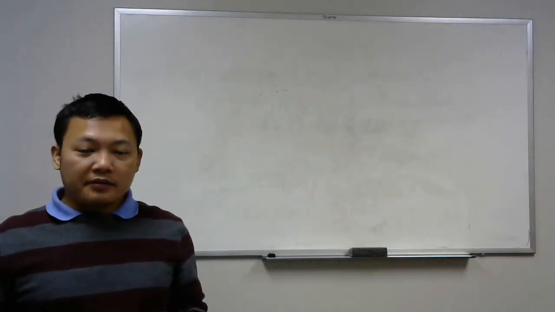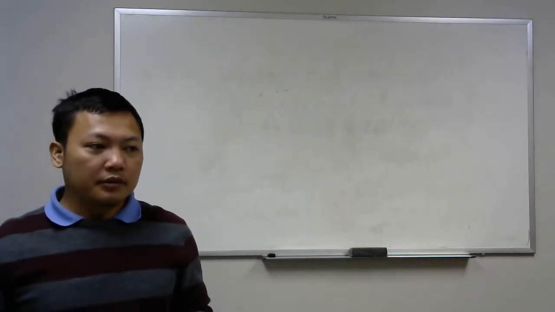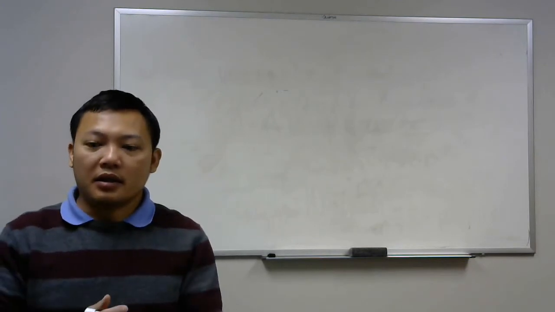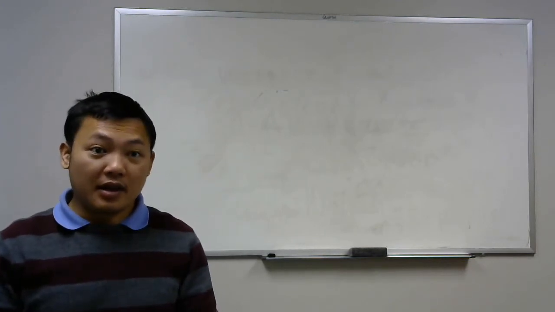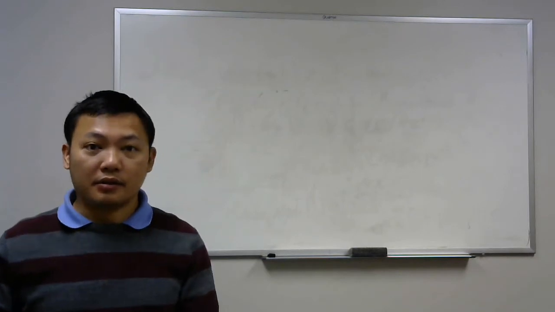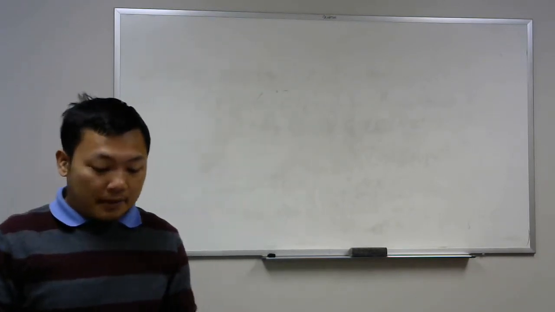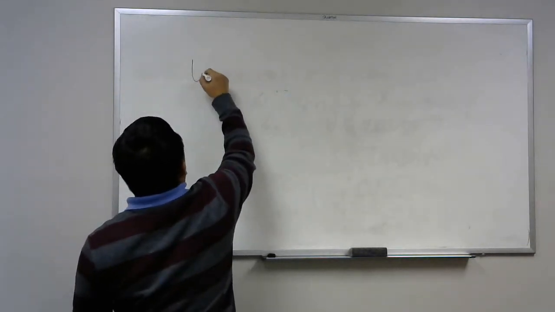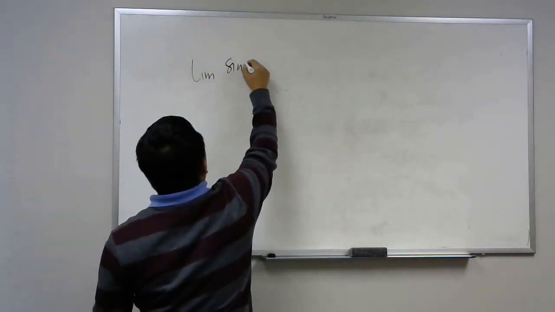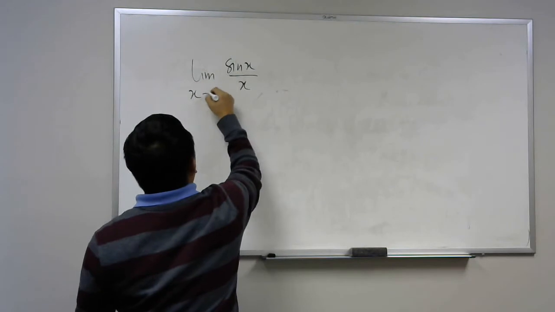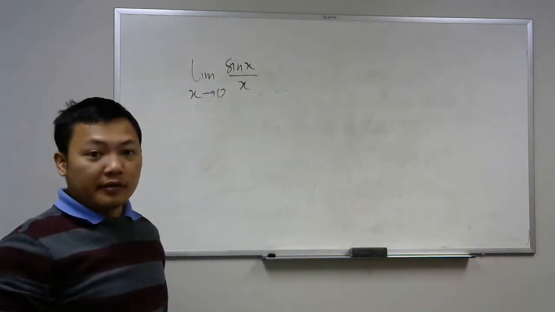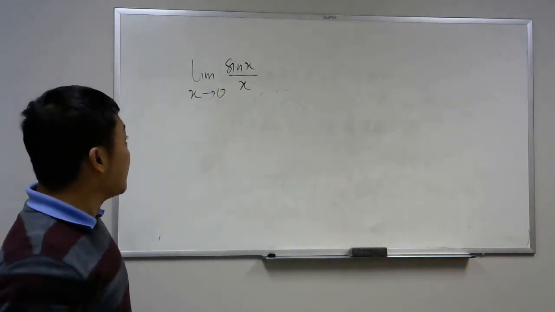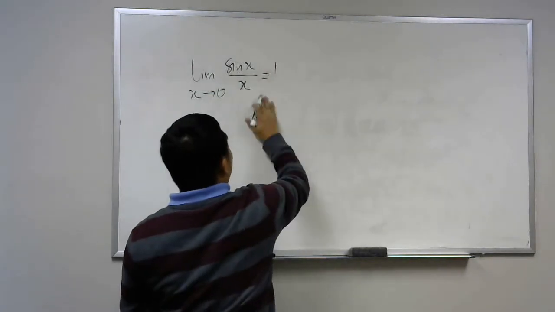Hey, in this video, we'll talk about how to find limits involving trig functions like sine, cosine, tangent, cotangent. Okay, so let me remind you about one important limit. The limit of sine of x over x when x goes to 0 is equal to 1, right?